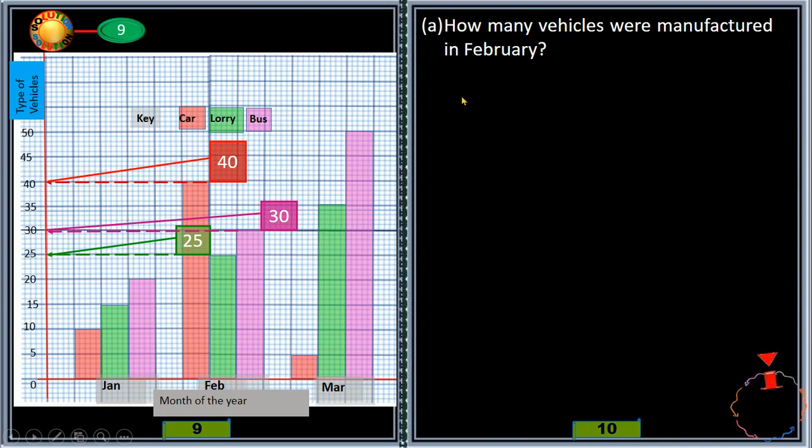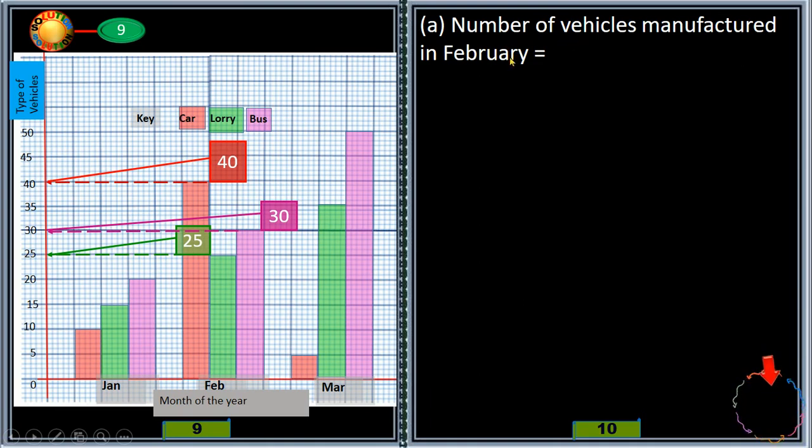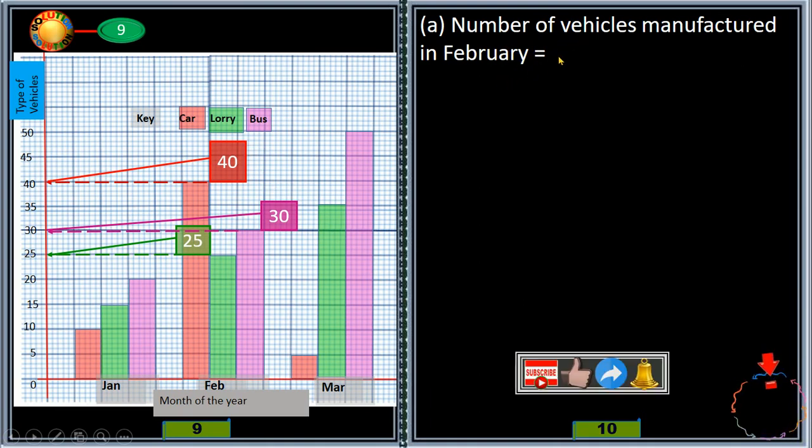Then the question is asking us how many vehicles were manufactured in February. The number of vehicles manufactured in February will be equal to the sum of all these. Then we are going to add 40 plus 25 plus 30. Adding everything, the number of vehicles produced in the month of February is 95.